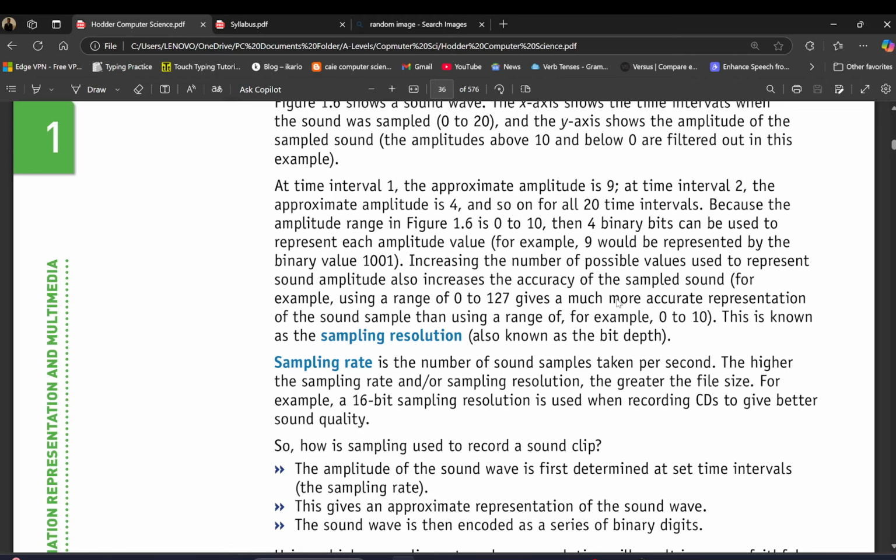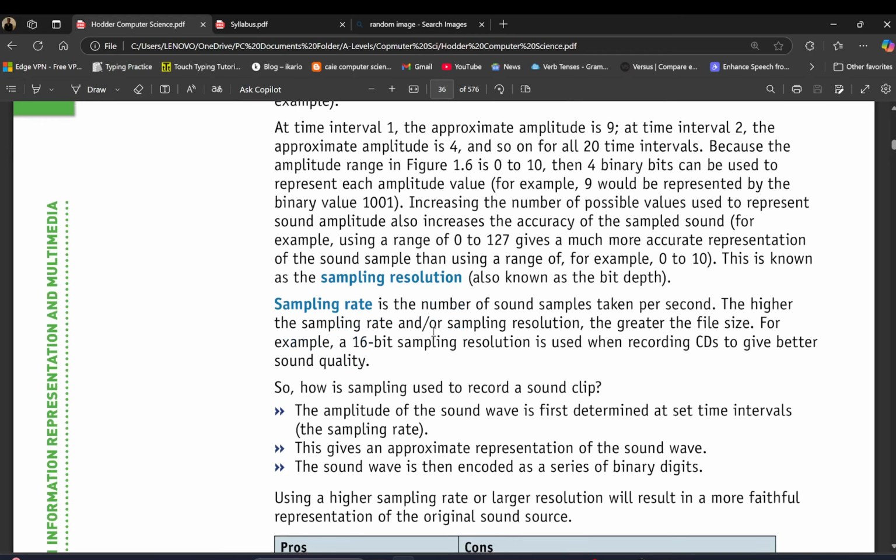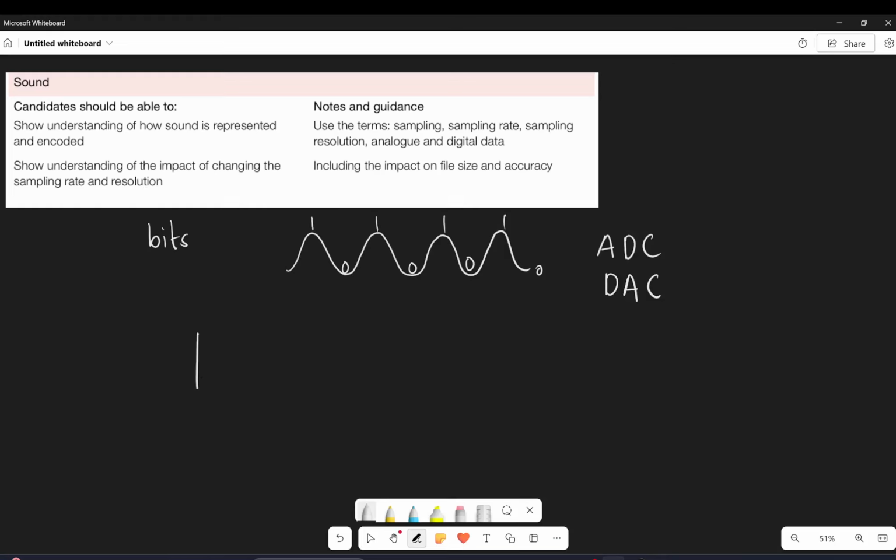So the higher our sampling rate, the larger our file size. The higher our sampling resolution, the larger our file size. Because we're taking many samples of our sound per second. So if you're taking, let's say, 44,000 samples per second, it's going to be very precise. If you're taking 4 samples per second, it's not going to be very precise, right?